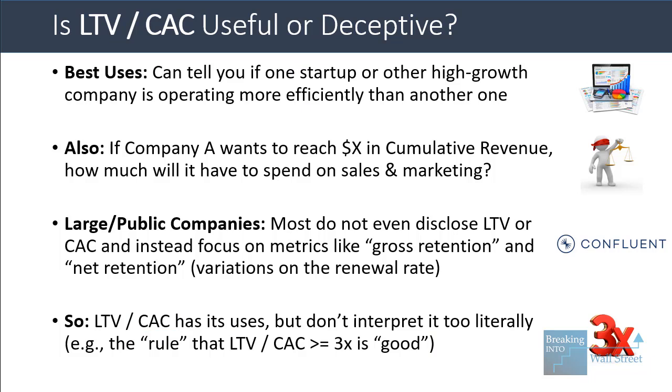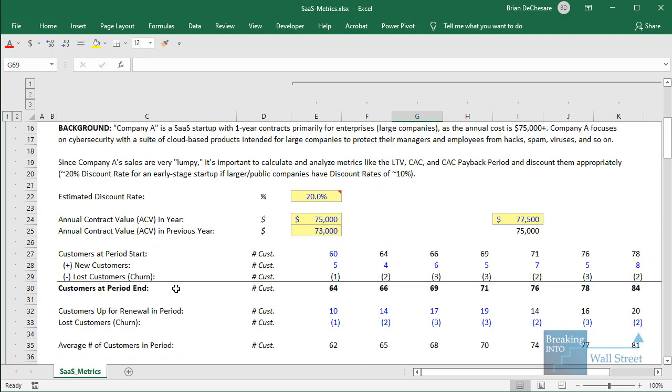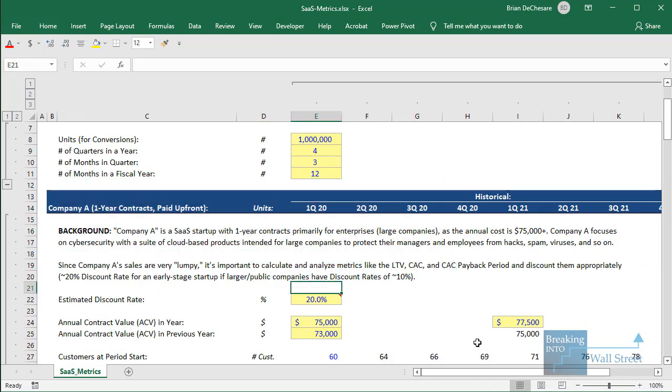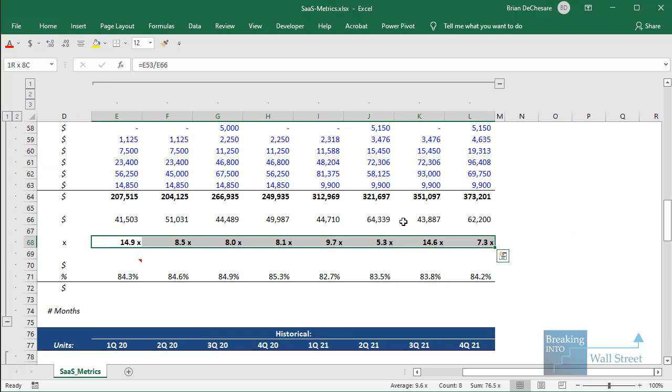Just to illustrate how much of a difference these types of discounts and adjustments can make, if we look at this company, company A, and let's say that we remove the discount rate altogether, we set it to 0%. Now the LTV to CAC here goes up to a very high level, 8x, 9x, even 15x in some periods.